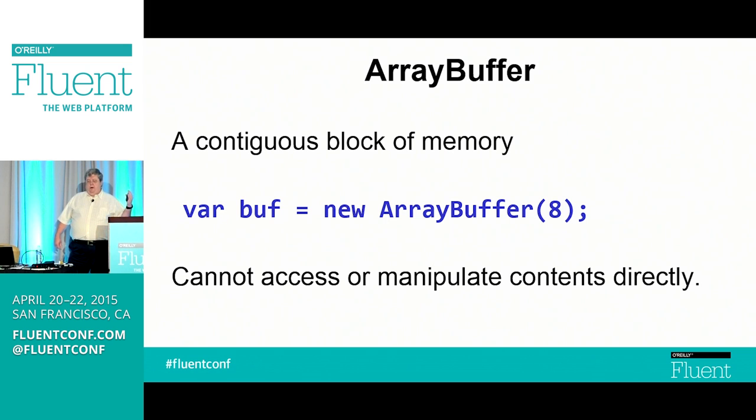Array buffers are actually even simpler. They're like traditional C language arrays. They're just a chunk of memory. You allocate them with the array buffer constructor and say, give me this many bytes. You've got a variable pointing to that many bytes. The problem with array buffers is, although I now have 8 bytes of data, I don't know what they are, and I can't see them, and I can't change them.